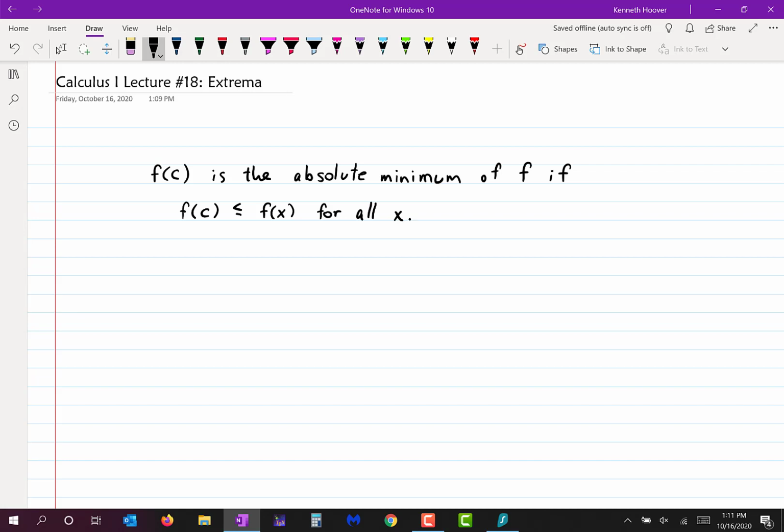Okay, and f(c) is the absolute maximum of f if f(c) is equal to or greater than f(x) for all x.